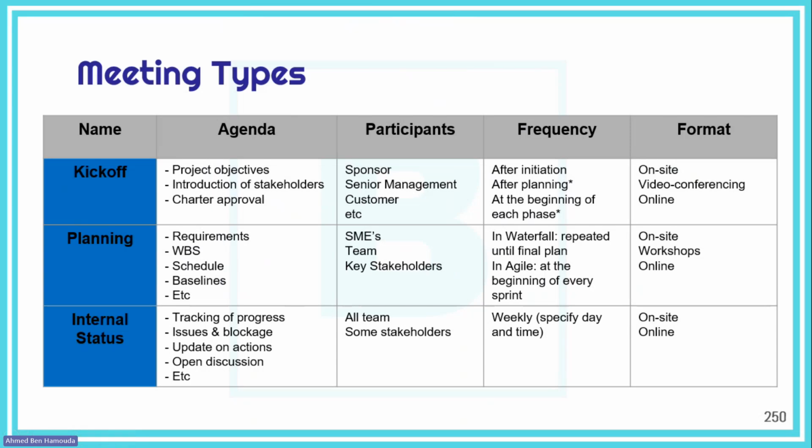They're really important. We mentioned earlier who the participants in the planning meetings are. In waterfall, usually the planning meetings do repeat until we reach a final plan or a baseline. And in agile, it usually happens at the beginning of every sprint. Here it depends on what kind of agile approach you're using. Generally, if you talk about one of the simplest frameworks, which is Scrum, the planning meeting happens at the beginning of every sprint.